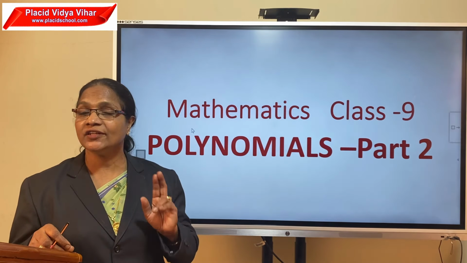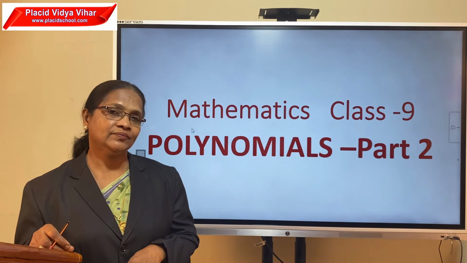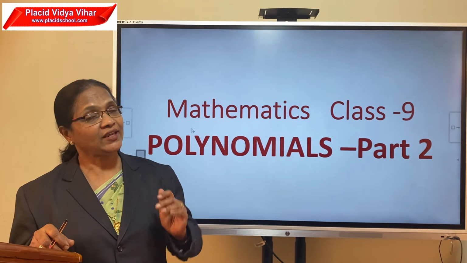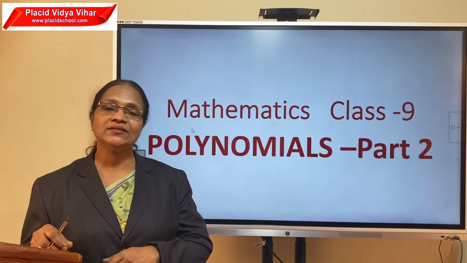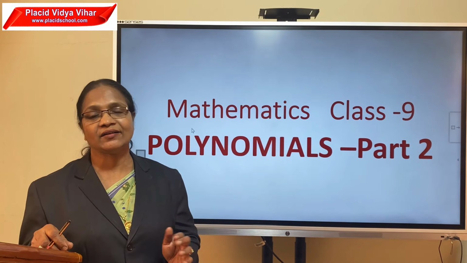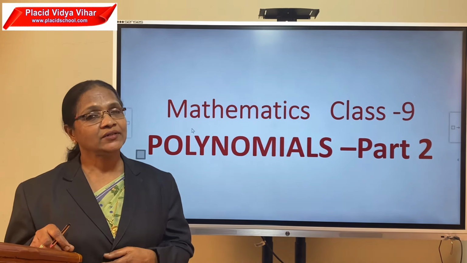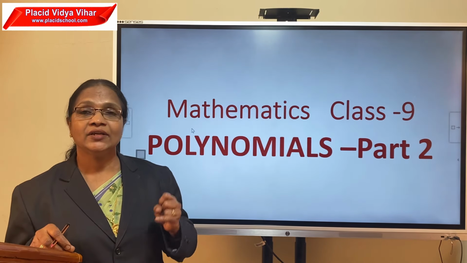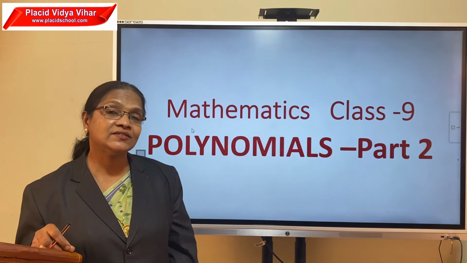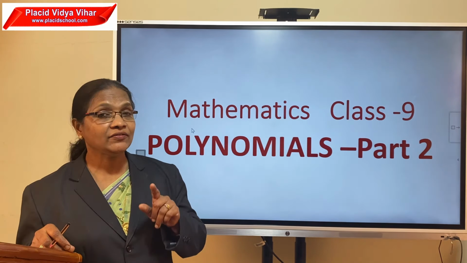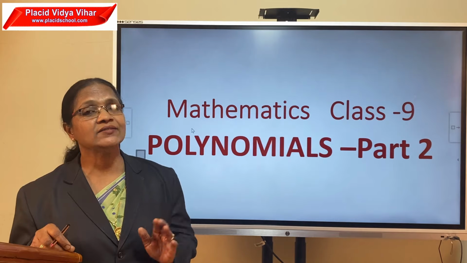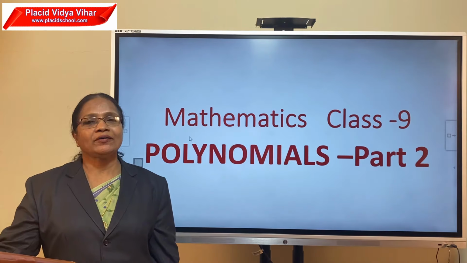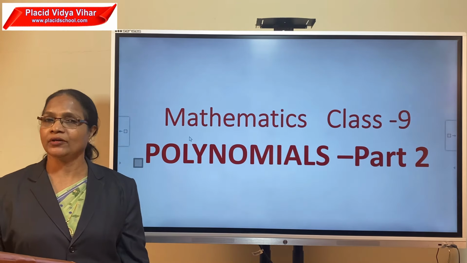Then the second point, definition of a polynomial. P(x) equals a0 plus a1x plus a2x square plus a3x cube plus etc., plus an x raised to n is a polynomial in x over real numbers if a0, a1, a2, a3 etc. are real numbers. Again, if an is not equal to 0, we can say that it is a polynomial of degree n. The next point is classification of a polynomial.